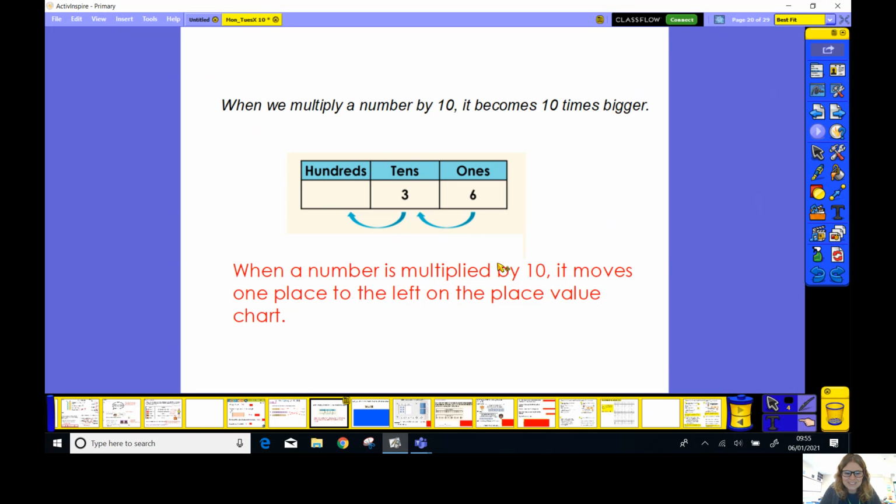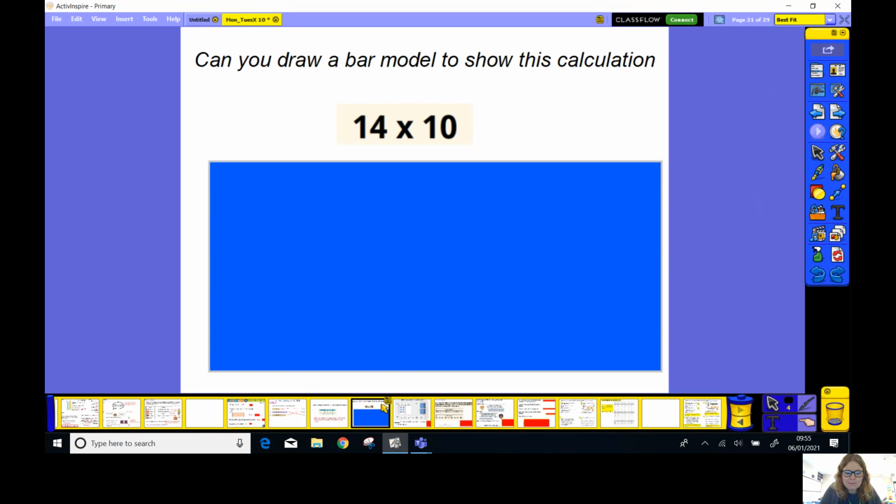Well done. Okay, now let's just remind ourselves what a bar model would look like when we're looking at calculations like this. So 14 times 10, we can write that as a bar model to help us show our maths, but there's two ways we could do it. Why don't you pause the video now and have a go at the two ways you could draw this as a bar model? And remember, if you've got a ruler, use your ruler to do your bar modelling.